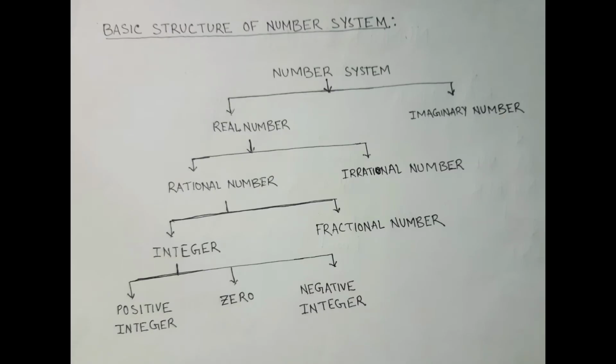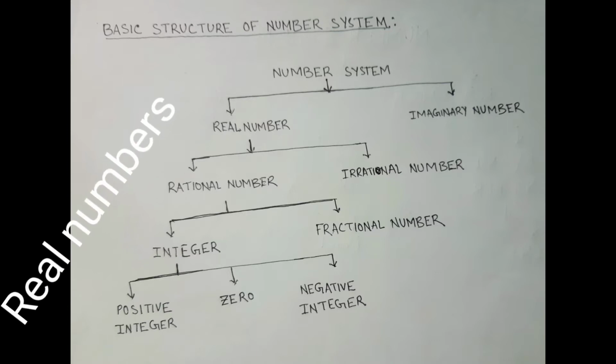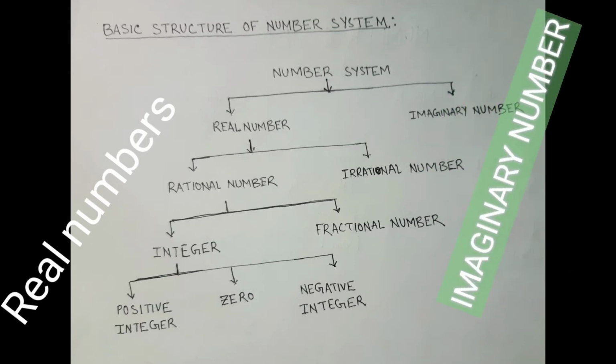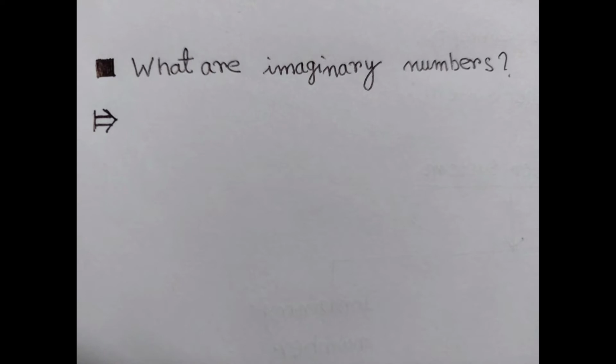Let's start with the basic structure of number system. I told you that in this context I discussed the classification of numbers. At first I divided the number system into two parts. One is real numbers, which we are using till now, and the other part is imaginary numbers. This is a special type of number which you will learn in the higher classes, but I will also give you a brief introduction about it. So, what are imaginary numbers? I will discuss this with an example for better understanding.